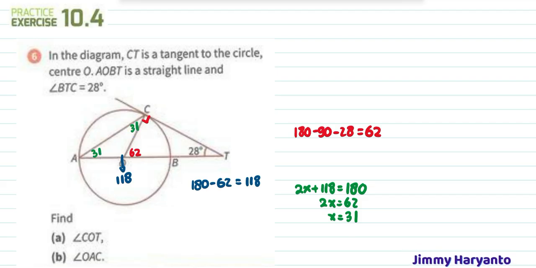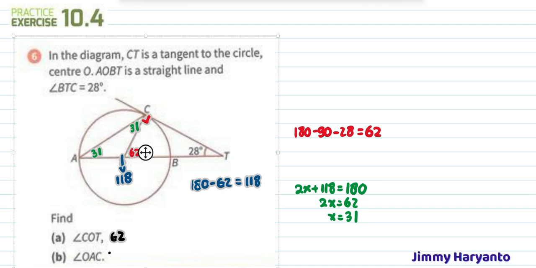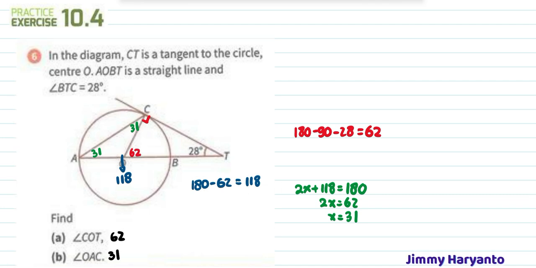Okay, what is the question? The question wants you to find COT. COT already has 62. OAC. OAC is 31. Okay, that's it.